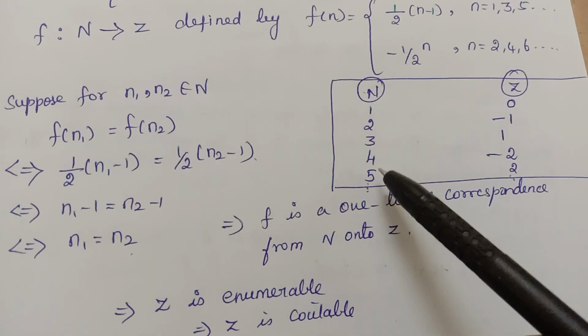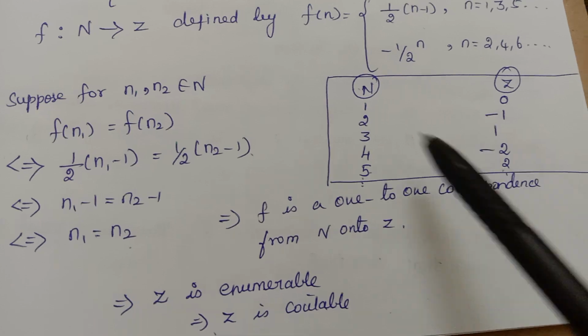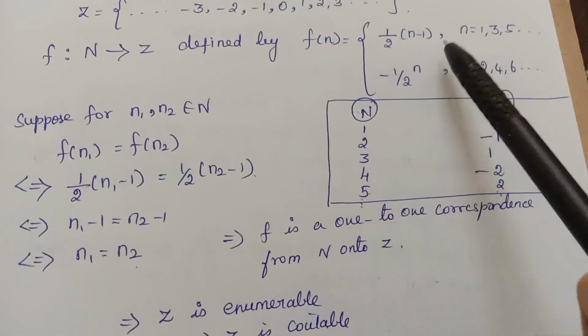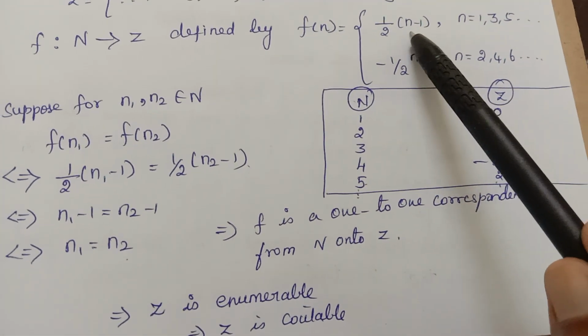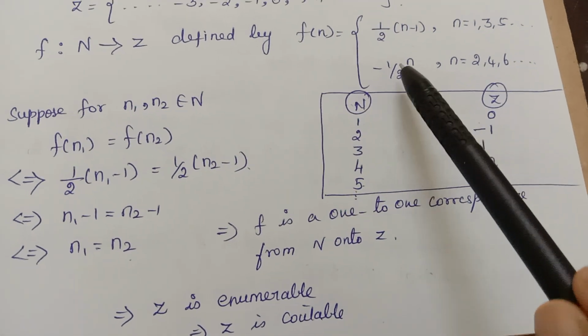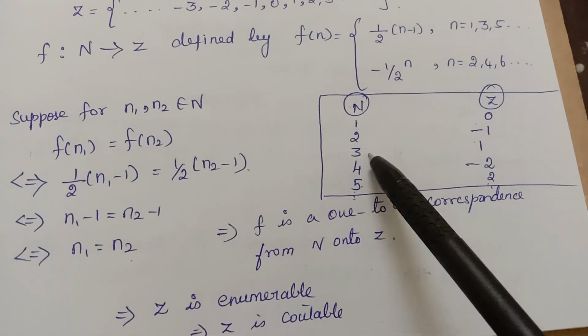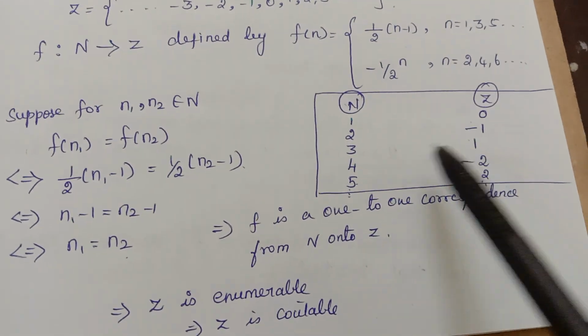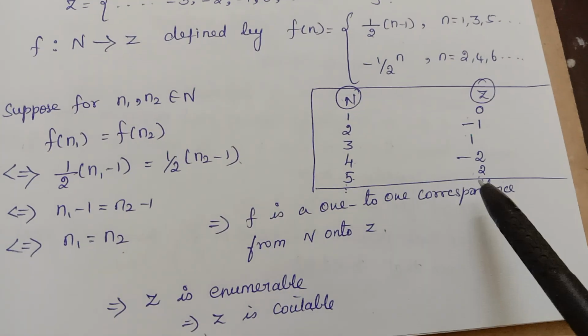Here I have written the elements of N, and here I have written the elements of Z. When n is equal to 1, substitute here. What will be the image? 1 minus 1 is 0, so 0 will be the image. When n equals 2, the image is −2/2, which is −1. When n equals 3, the image will be +1. For 4, it is −2. For 5, it is +2.